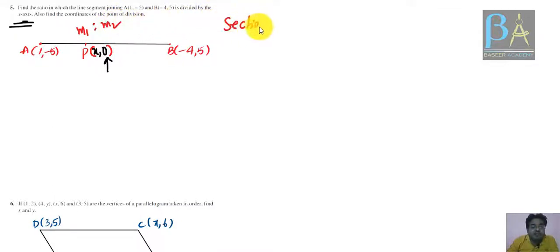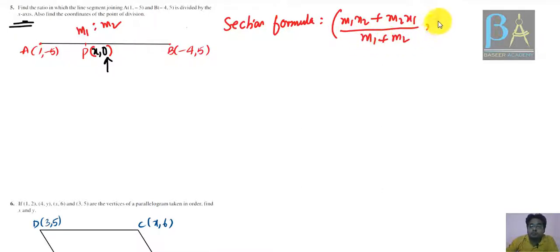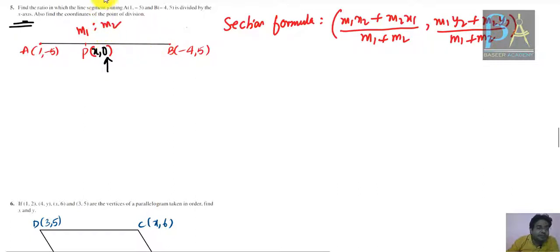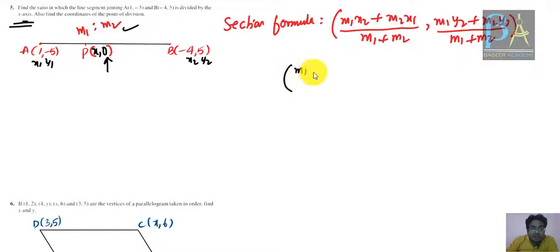Let me first write the section formula. Let me now substitute the values. So this is x1, y1, and obviously this is x2, y2, and the ratio is m1 is to m2. So let us substitute the values here. m1 and m2, obviously they remain same. In place of x1, y1 and x2, y2, let us substitute the values.